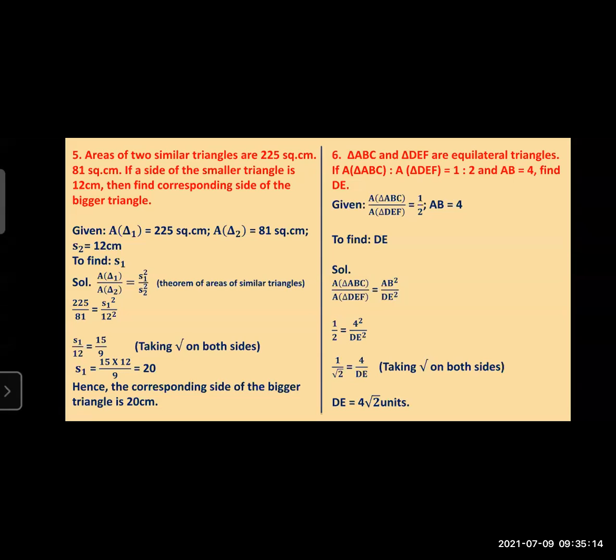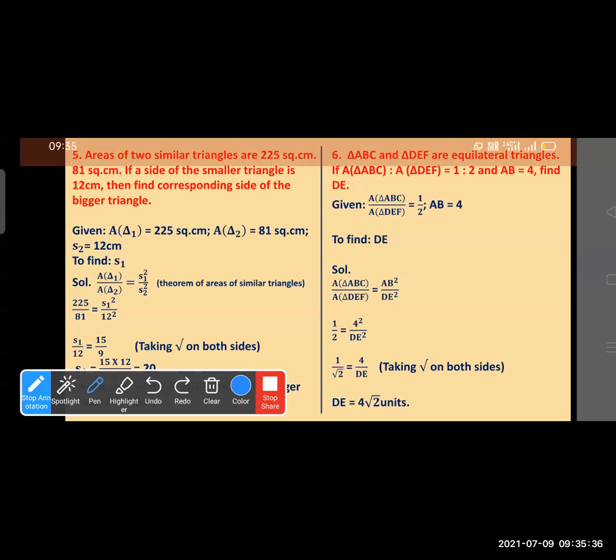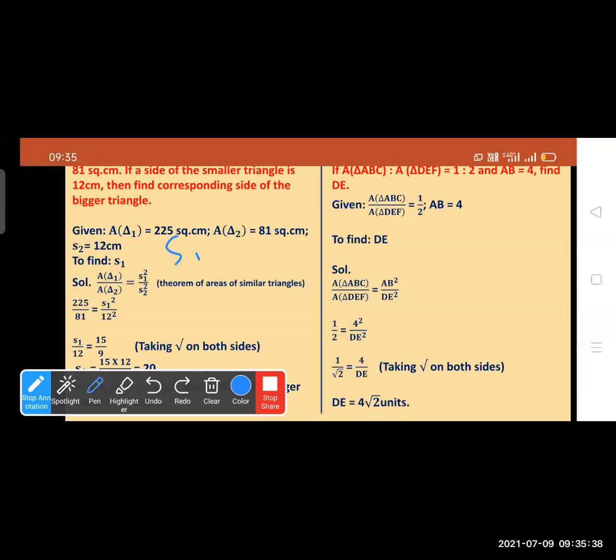See, in this question number 5, the areas of two triangles are given and a side of the smaller triangle is given. So we have to find the side of the larger one. So delta 1 indicates the area of the bigger triangle and delta 2 indicates the area of the smaller triangle. And S1 is its corresponding side, S2 is its corresponding side. So here we apply the theorem of area of similar triangles. Theorem is clear, right?